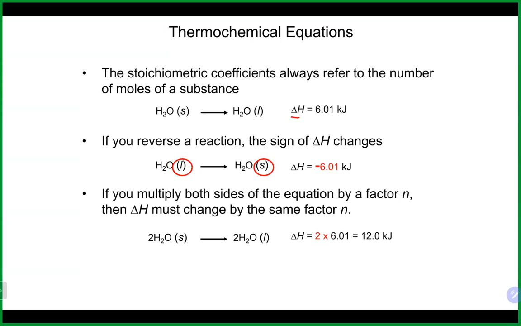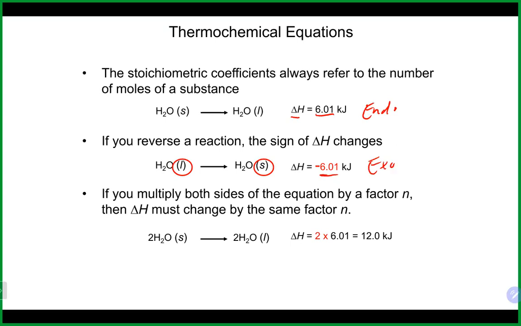Now, if we were going in the opposite direction, going from liquid back to solid, that's an exothermic process. Energy has to be released. And we see the same amount of energy regardless of which way you're going, but the sign is different. This is an endothermic process. This is an exothermic process.